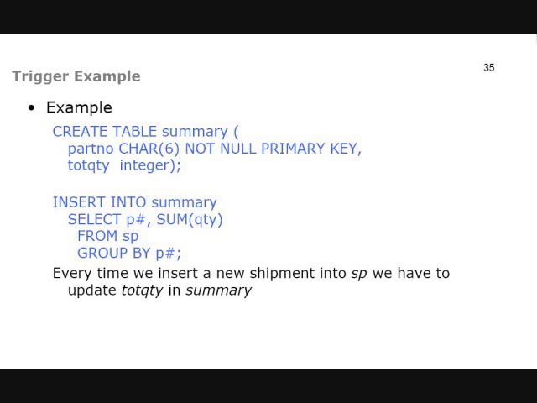So let's say that I have a summary table, which has a part number, which is a character, not null primary key, and also a total quantity, which is an integer. So I've created my summary table. Now, as I insert shipments into my database, I want to keep that current. This might be my initial statement: insert into summary the part number and the sum of the quantity from shipment group by P. So this might be my original table. But then every time I insert a new shipment, I want to update my summary table.